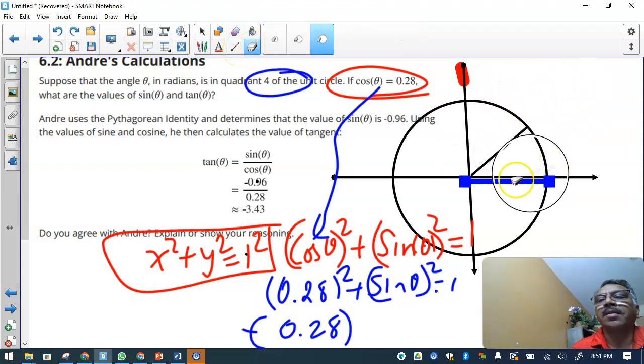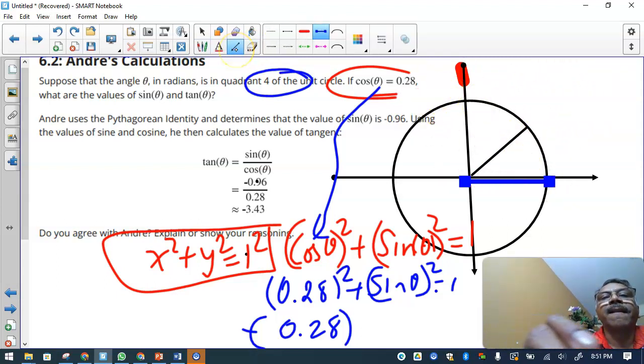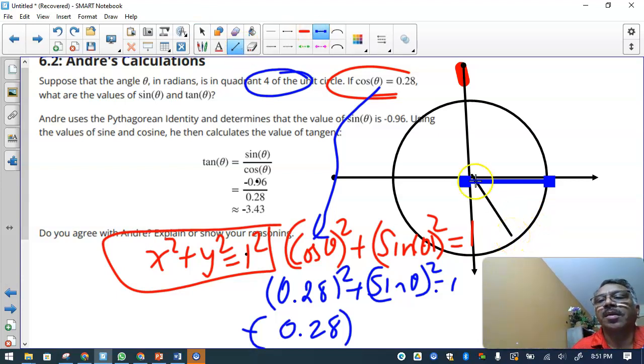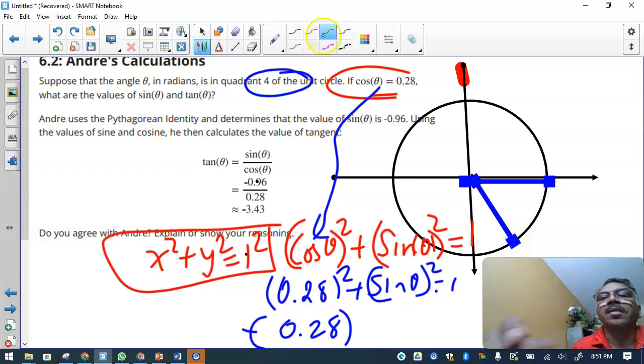Because this angle should have been, let me draw that. So this angle is in the fourth quadrant, something like this. Or I can use this one. That's the angle here, and the value given is 0.28. So the question is, what is this?